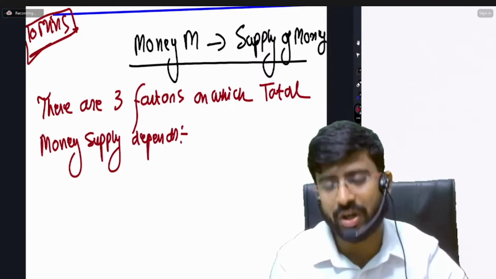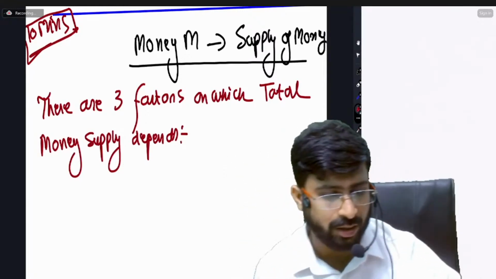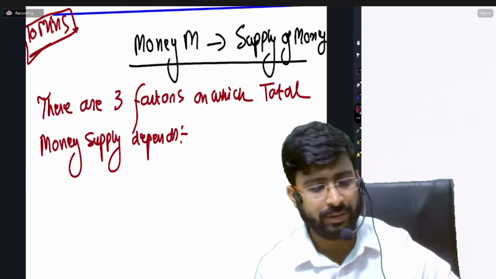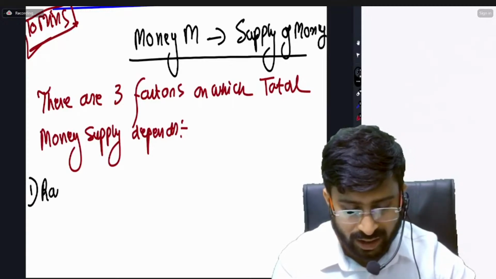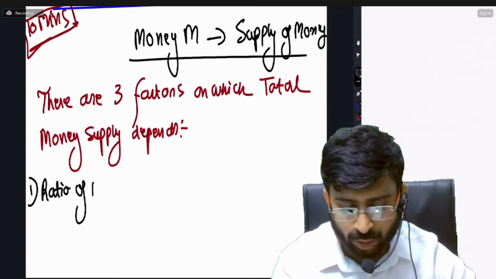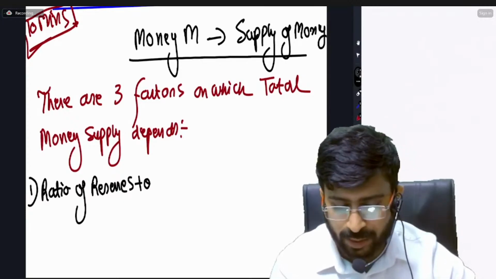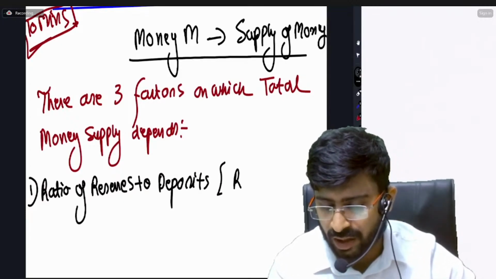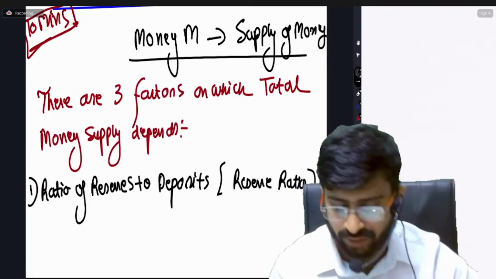The first one we have already covered. If you had paid attention, you would realize that we have already done the first one. What is it? The ratio of reserves to deposits, or simply speaking, the reserve ratio. Reserve ratio is the first factor.